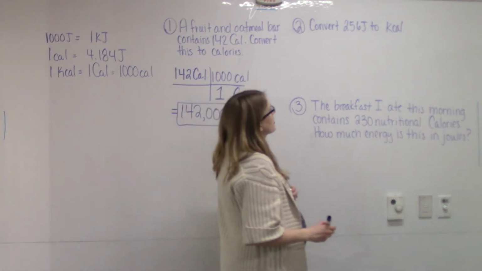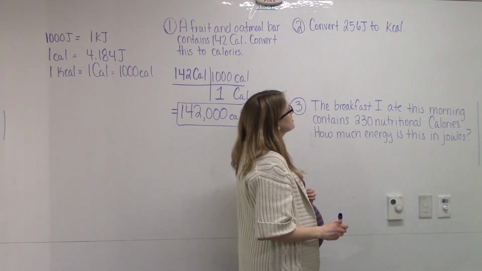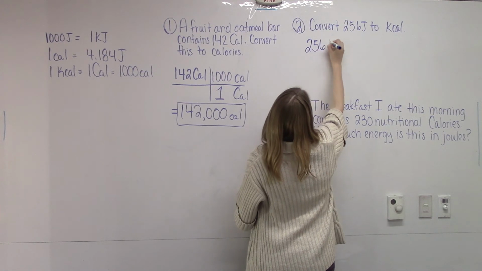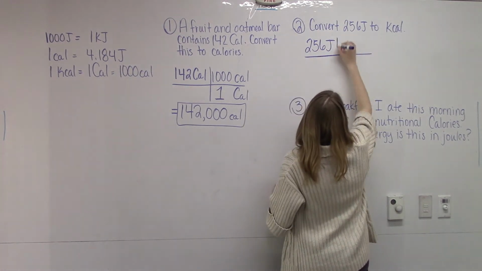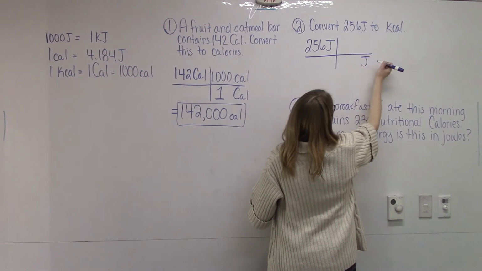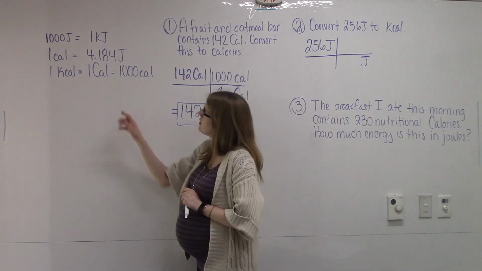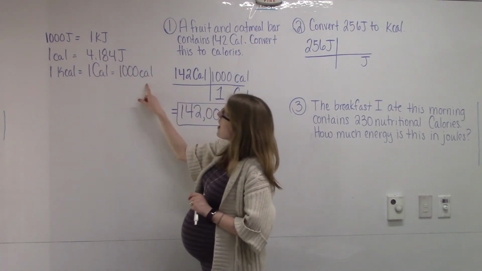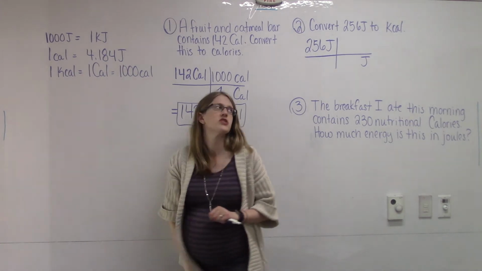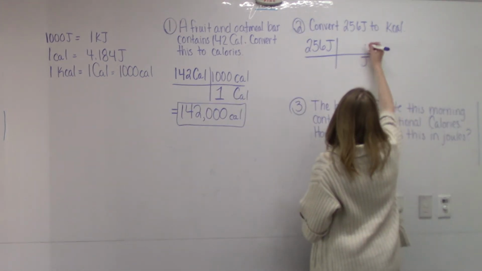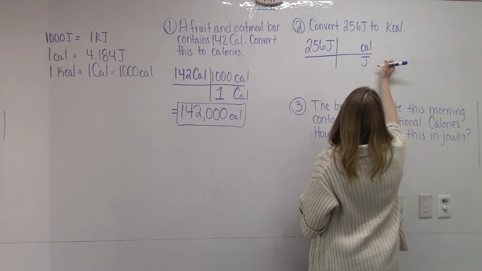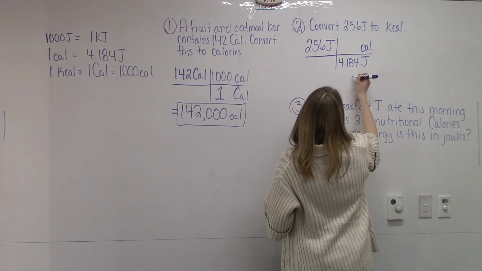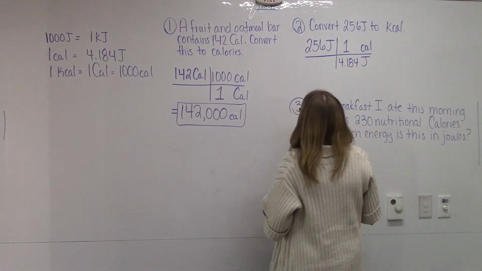Let's do another one. Convert 256 joules to kilocals. Okay. We start with what we've been given on top, the same unit goes on the bottom, and we're going to have to convert to kilocals. Now we have a conversion here from joules to calories, then we have a conversion from calories to kilocals. So first, let's convert to calories, lowercase calories, and there are 4.184 joules for every 1 calorie.